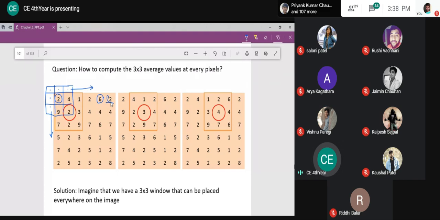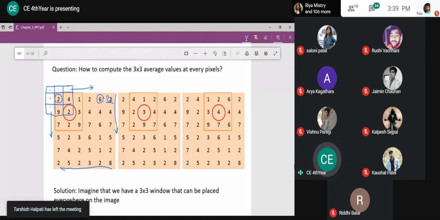But what about this element? For that I will need one padded column on this side as well. Same way, for this element I will need one row padded on this side. So totally one row and one column on both sides. My rows will increment by 2 and my columns will increment by 2, provided my sub image size is 3 cross 3. What about 5 cross 5? What will be my new image size, or rather how many rows and columns will I pad?